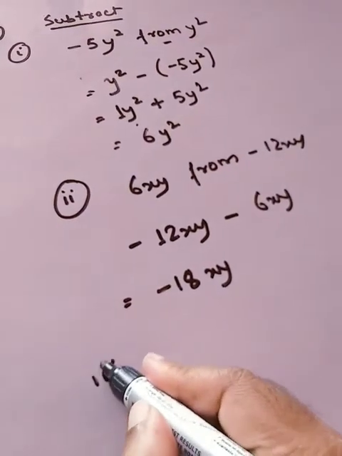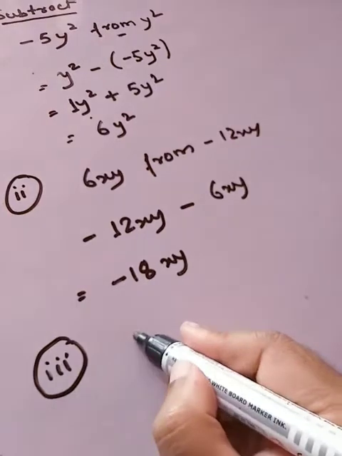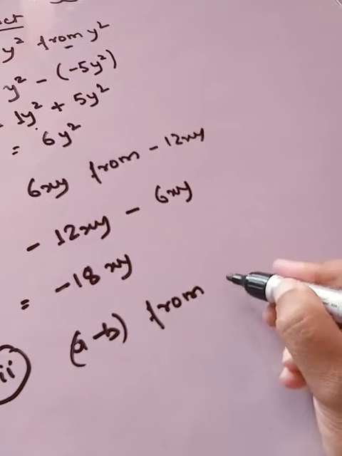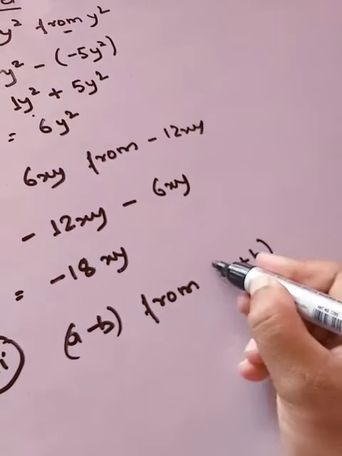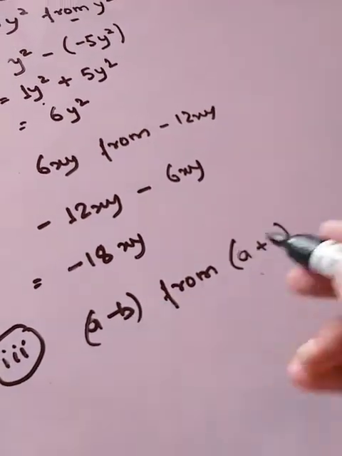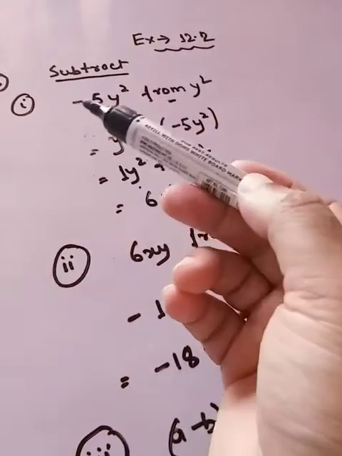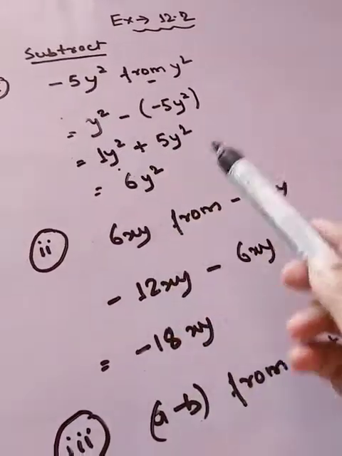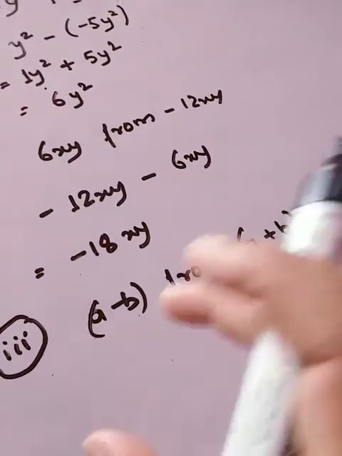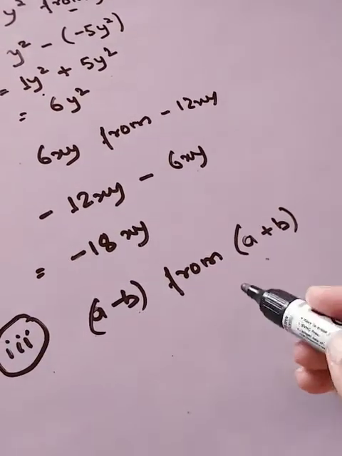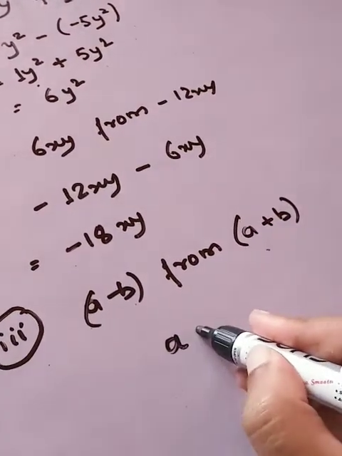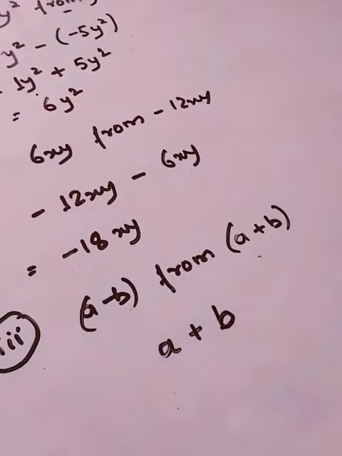So let's move on to sum number 3. a minus b from a plus b. Okay, so again we'll write this part. Now as because in the first two sums we were subtracting among the monomials, isn't it? Now we are subtracting among the binomials. So there is some other way also that we can do the subtraction, that is called column method. So from a plus b, you will write like this, see, a plus b.